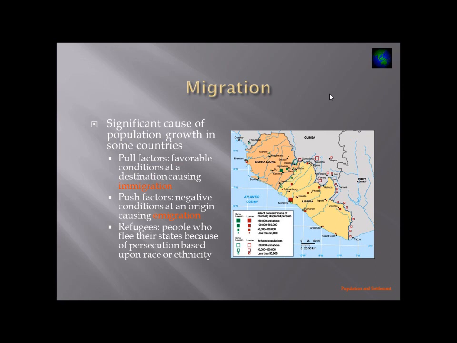Push factors are negative conditions at an origin that cause emigration. And most of that is war refugees that move into bordering countries. What's the problem with that? Well, the problem with that is population explosions in countries who seem to have control of everything except population. So they have rising populations who can't find jobs, who need to be taken care of.